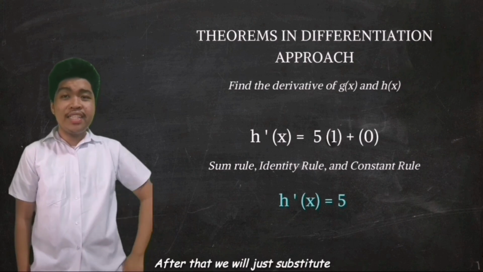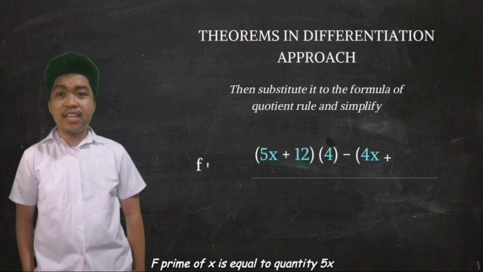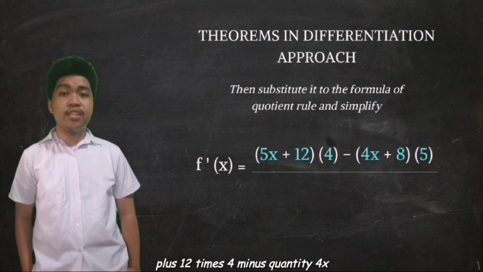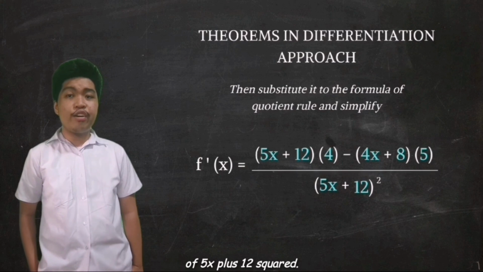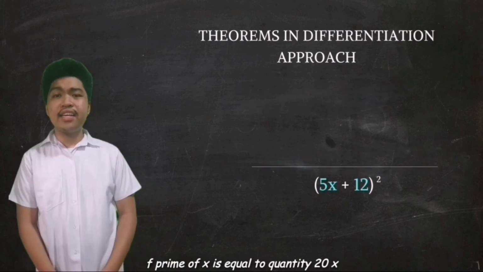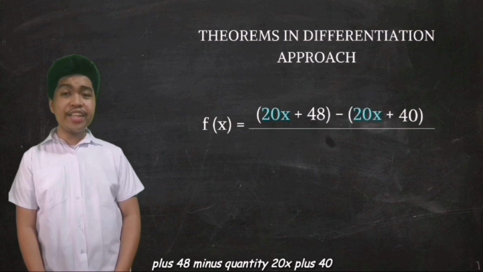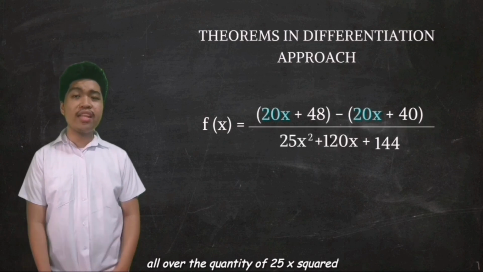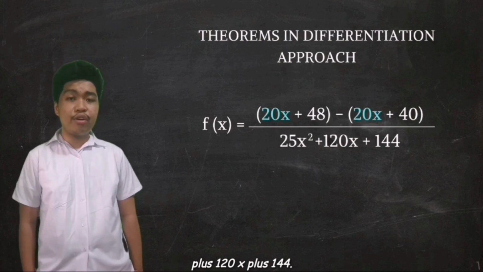After that, we will just substitute the values we got and then simplify. F prime of x is equal to quantity 5x plus 12 times 4 minus quantity 4x plus 8 times 5 all over the quantity of 5x plus 12 squared. By further simplifying, f prime of x is equal to quantity 20x plus 48 minus quantity 20x plus 40 all over the quantity of 25x squared plus 120x plus 144.